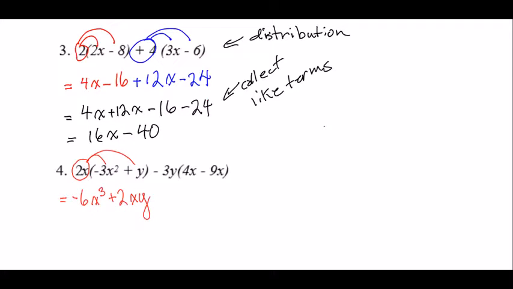Now, don't write it as yx or anything like that. Just remember that when you have an x and a y, write them in alphabetical order. Okay? That makes your life easier. So now let's do the next one.